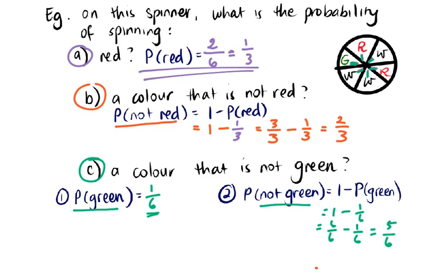So as you can see, when we talk about complementary events, we're talking about the opposite of the favourable event. So for example, in part A and B, we're talking about not red, and in C, we're talking about not green. So make sure that you use the formula correctly by first calculating the probability of the event actually occurring, and then subtracting that from 1 to get the complementary event.